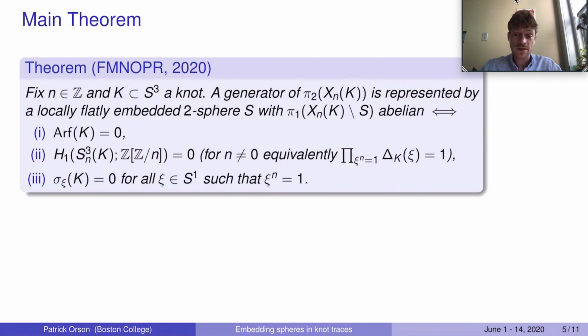And finally, the third condition is about Levine-Tristram signatures. So I look at all the points on the unit circle that are nth roots of unity, and they should all give me 0 Levine-Tristram signature. So even if you don't know what these are, the takeaway is they're all calculable from the Seifert form. So they're all extremely easy to calculate.